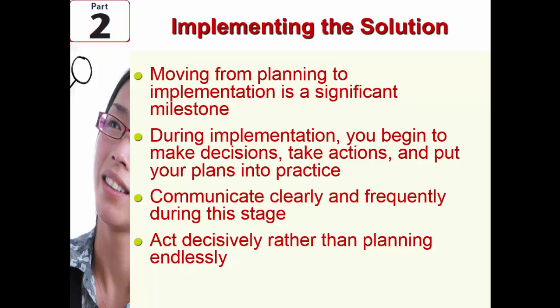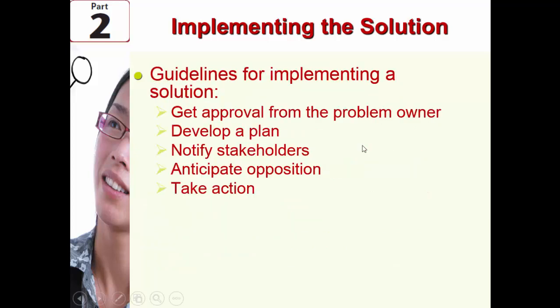So you want to communicate. It's really important that you keep people on track and let them know what's going on. We want to act decisively rather than planning endlessly. This is the time where you say, nope, let's make a decision and run with it, and try to keep George from going on and on and on forever about different ideas, because we're past that point.